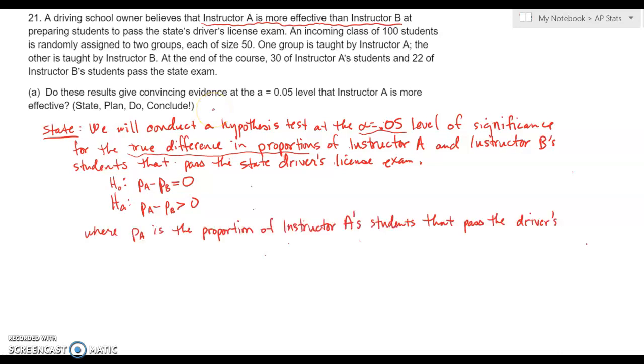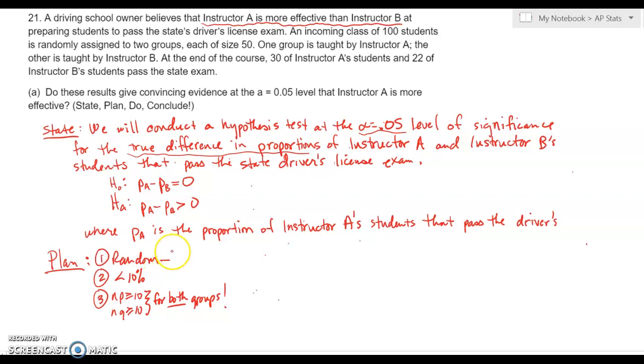All right. So we've got our state step done. Let's go ahead and move on to the plan step. In the plan step, we always check the conditions. So our three conditions are these. Number one, both groups have to be randomly selected. Let's just go back up. An incoming class of 100 students is randomly assigned to two groups. So random assignment will do the trick there.